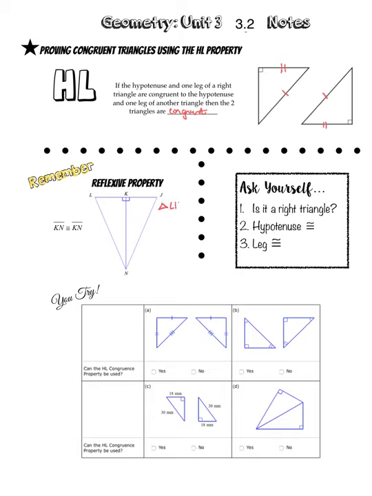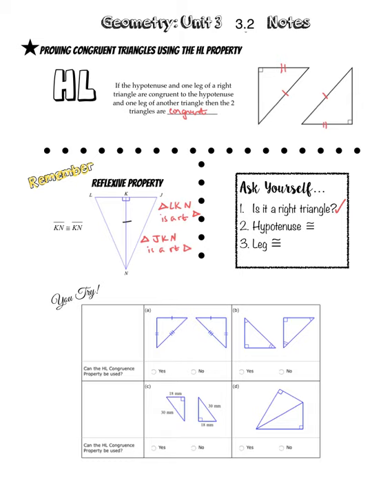Triangle LKN is a right triangle. Triangle JKN is a right triangle. So, yes. But is the hypotenuse congruent and is a leg congruent? Now let's look. With our given information, KN is, well, that's reflexive property. KN is congruent to KN. That's not given information. That's reflexive, my bad.